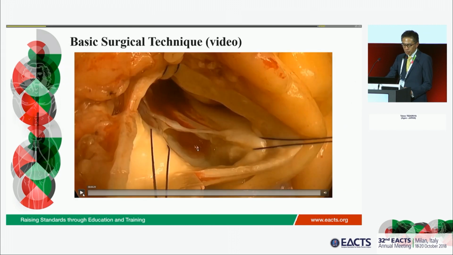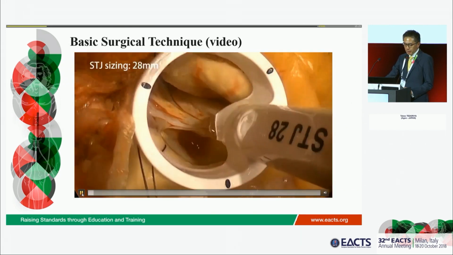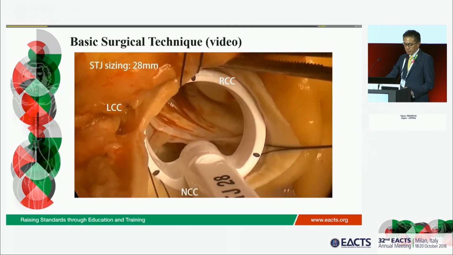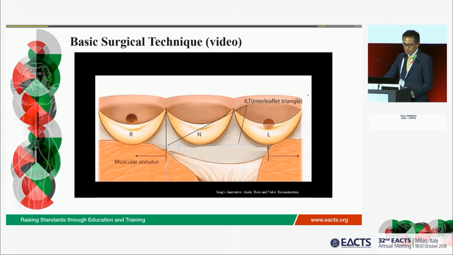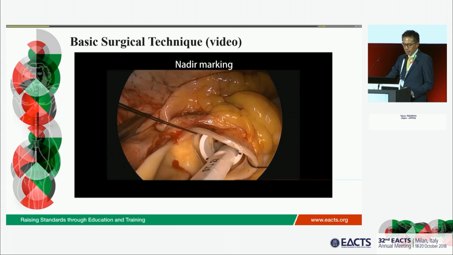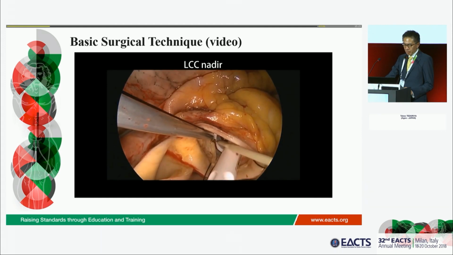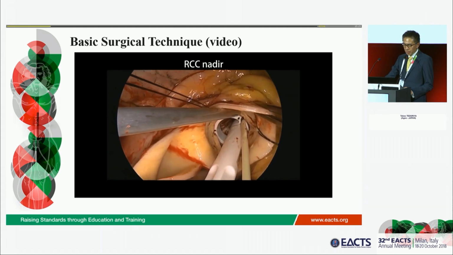So this is a short video of the procedure. After sizing of the STJ, we put in the marking of the nadir of the leaflet attachment.